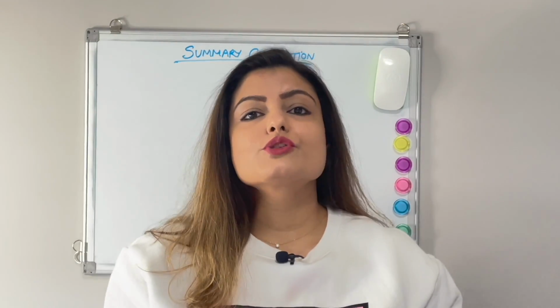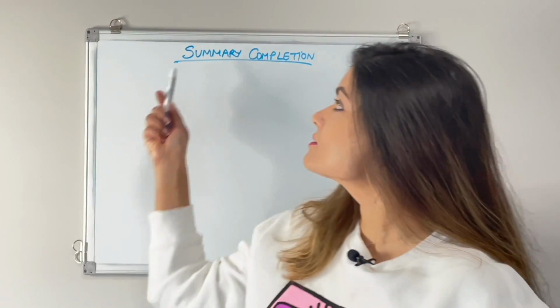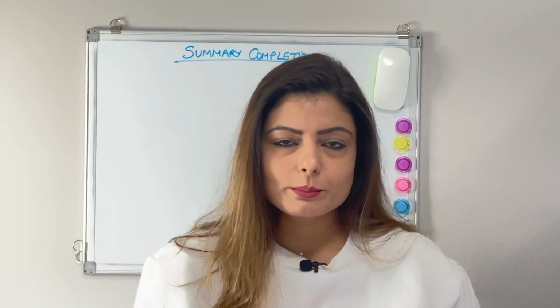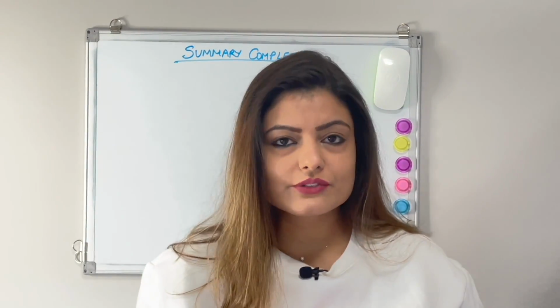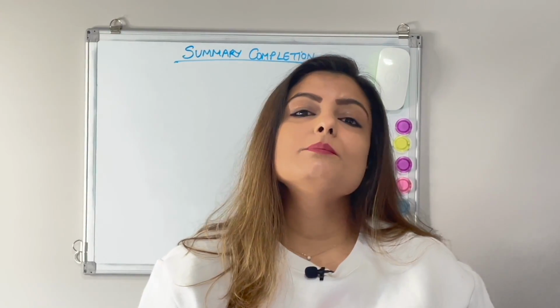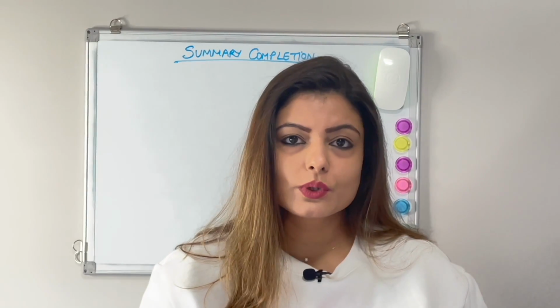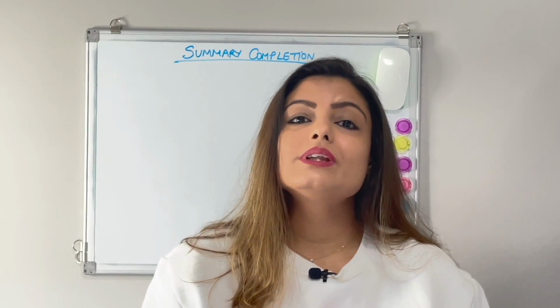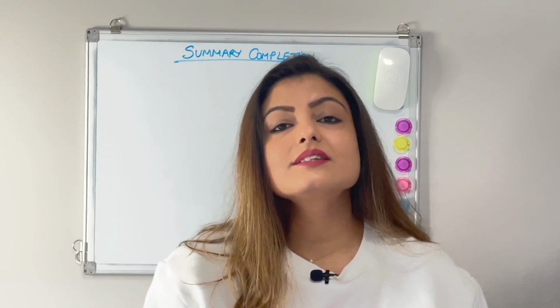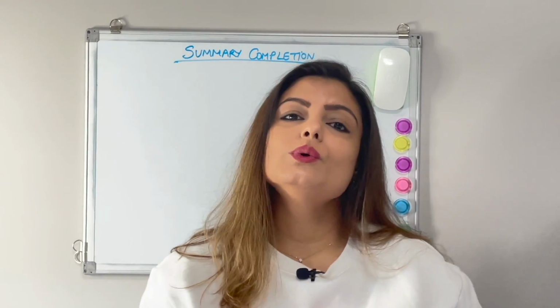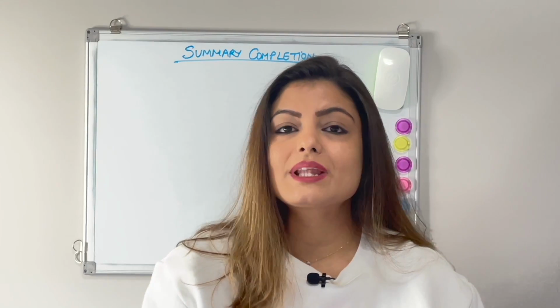Now we move on to our next question type, which is summary completion. In this type of question, a paragraph will be given to you, which would be the summary of the text. And then there will be some blank spaces. You will have to fill up those blank spaces with the correct words. Now these words you will either have to choose from the text itself, or you will be provided with a list of words and you will have to choose the correct words from that list.